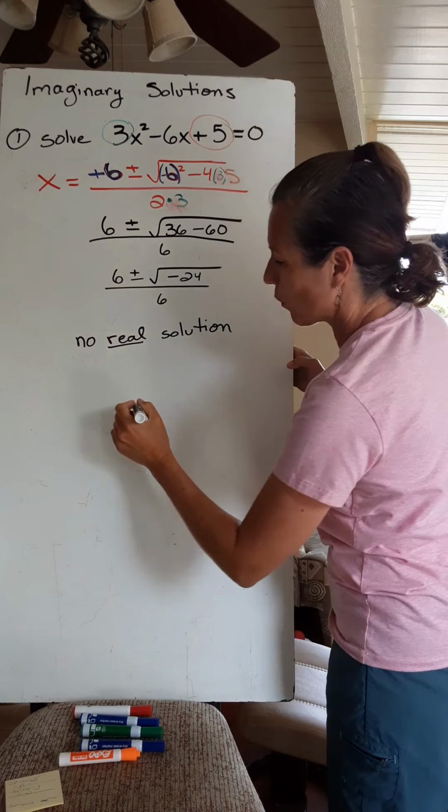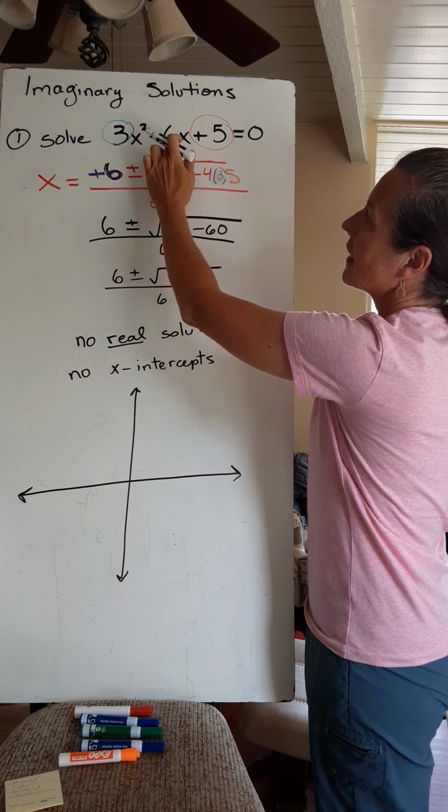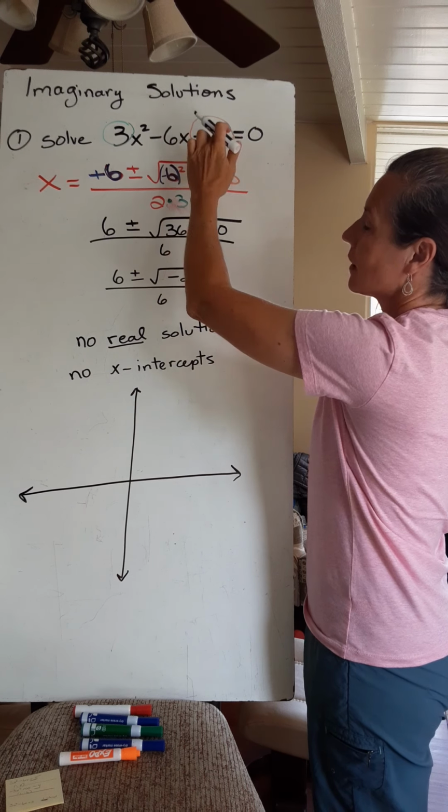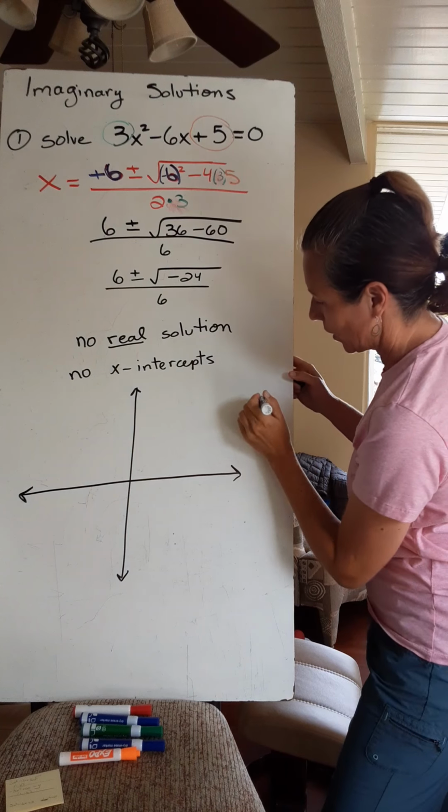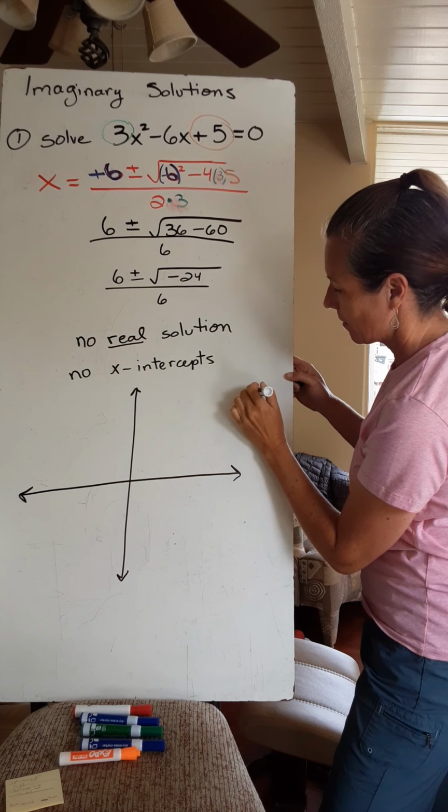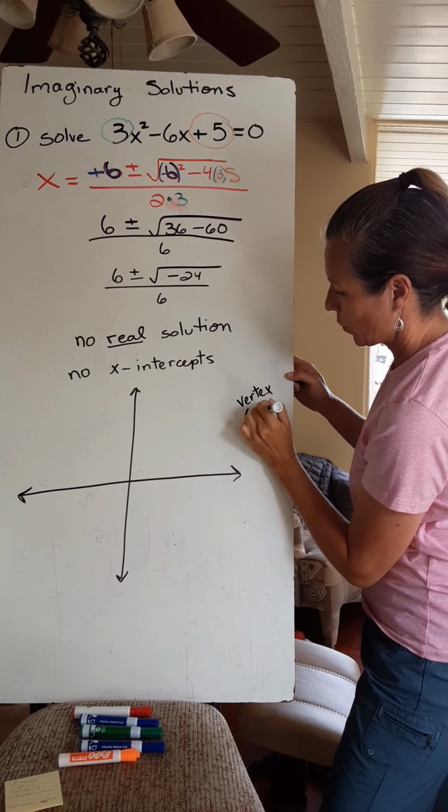So if we were to graph this one, if we found the vertex, negative b over 2a, that's just this part right here. So it's going to be at 1. And then when you plug in 1 to here, you get 3 minus 6, which is negative 3, plus 5, which is 2. So our vertex is 1, 2.